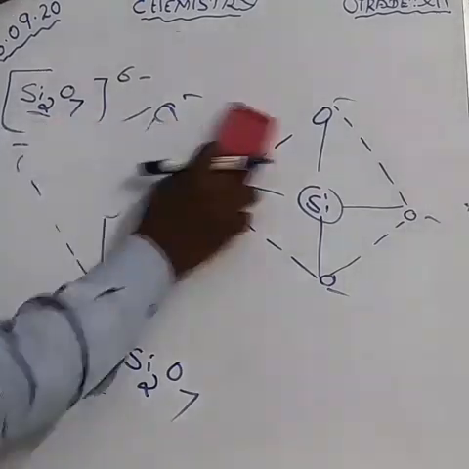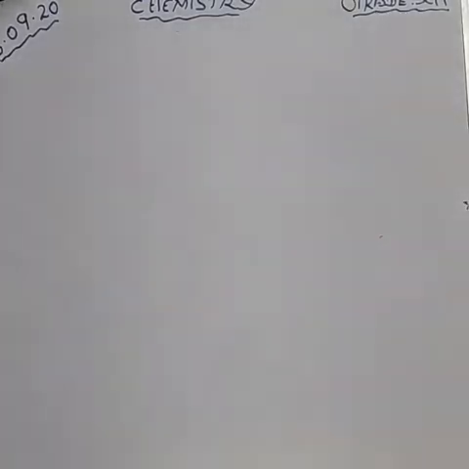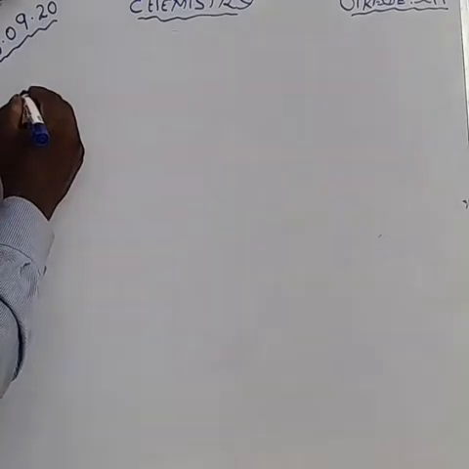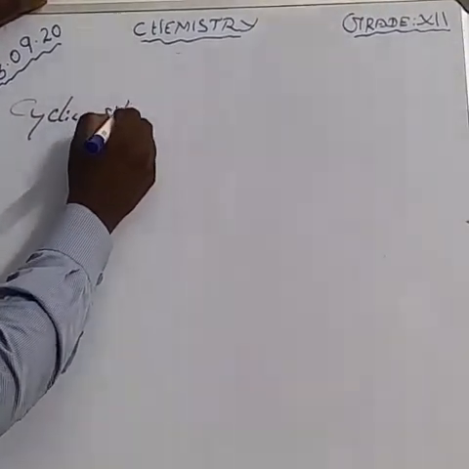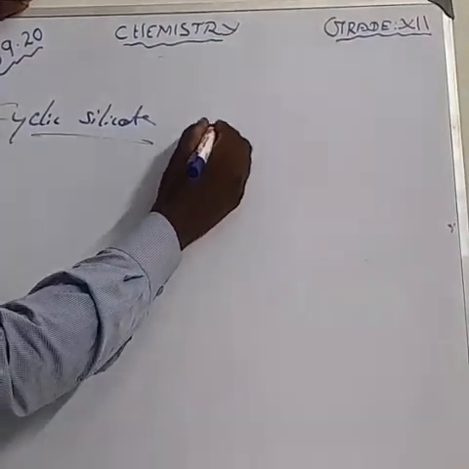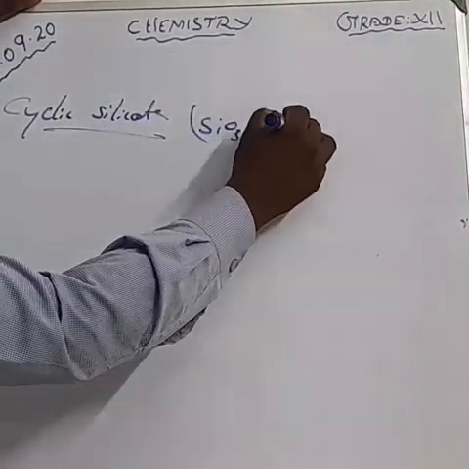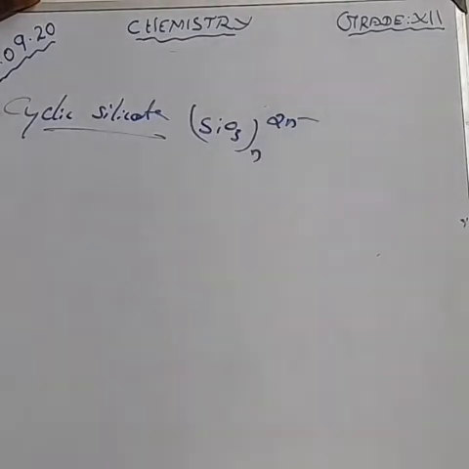Next, about the cyclic silicate. The structure is very important. Cyclic silicate is otherwise called ring silicate. The formula is SiO3 n, with a total charge of 2n minus. This is the ion for cyclic silicate. This is also the tetrahedral SiO4 minus unit. It can be formed between 3 or more units.